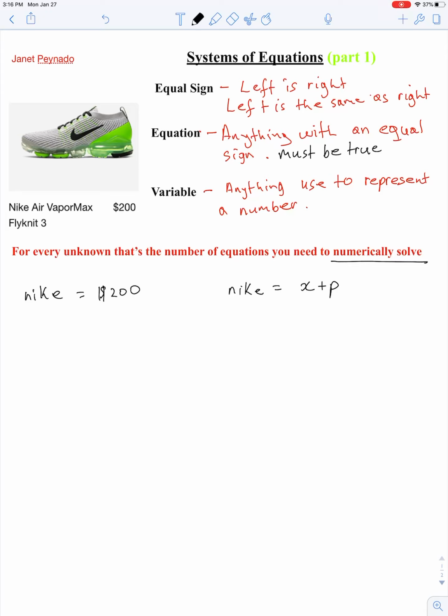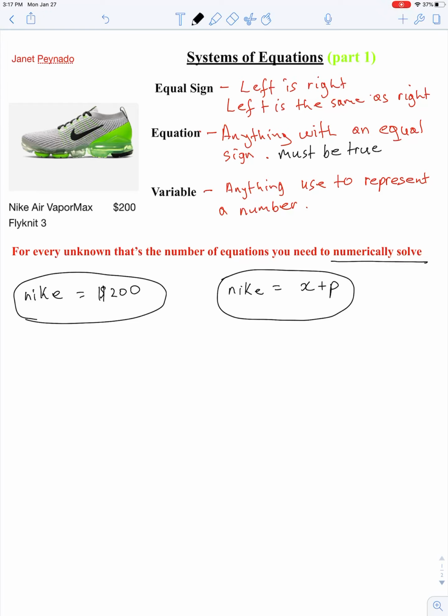Let me go through that once again. This one is a numerical value, so it's numerically solved. This one is also a solution. It is not a numerical solution, but it is a solution. Why? Because I know what an equal sign means. Left is the right. Therefore, if I have Nike is equal to X plus P, then I know what Nike is. And that's what you have to take in with you.